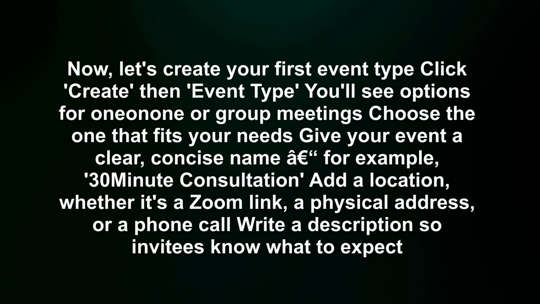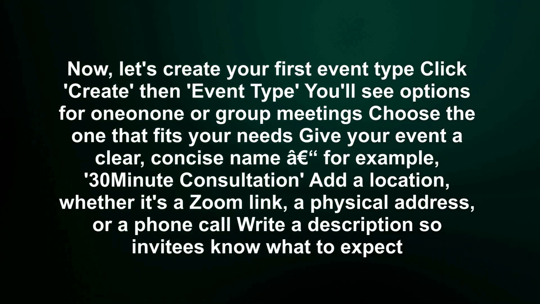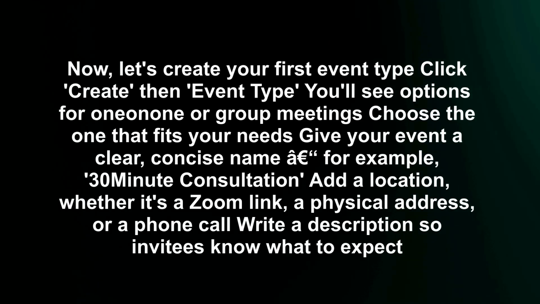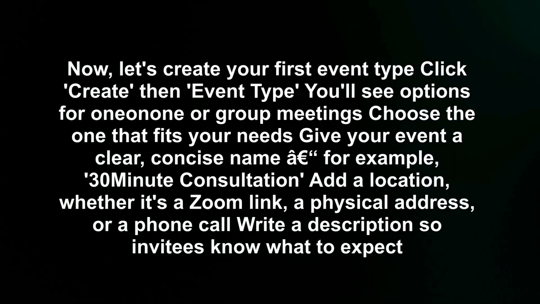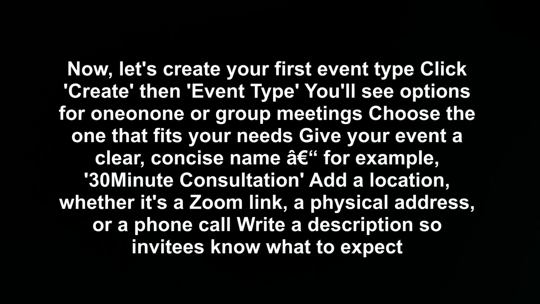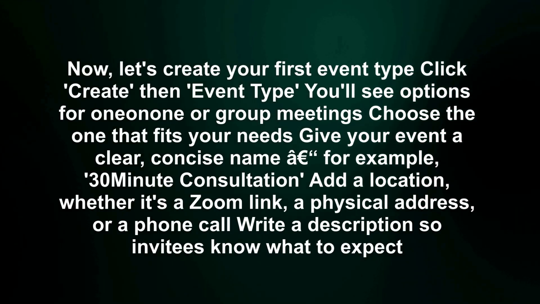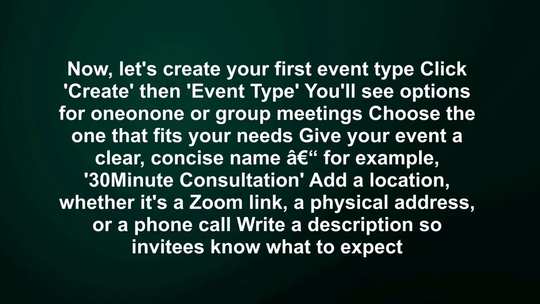Now, let's create your first event type. Click Create, then Event Type. You'll see options for one-on-one or group meetings. Choose the one that fits your needs. Give your event a clear, concise name. For example, 30-minute consultation. Add a location, whether it's a Zoom link, a physical address, or a phone call. Write a description so invitees know what to expect.